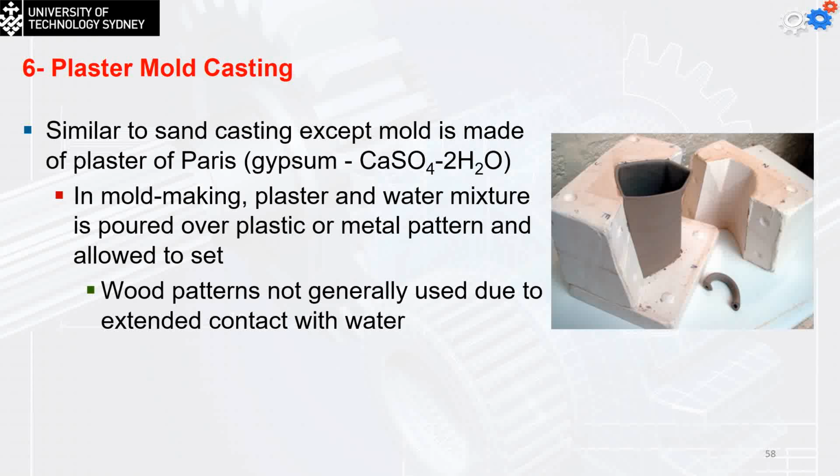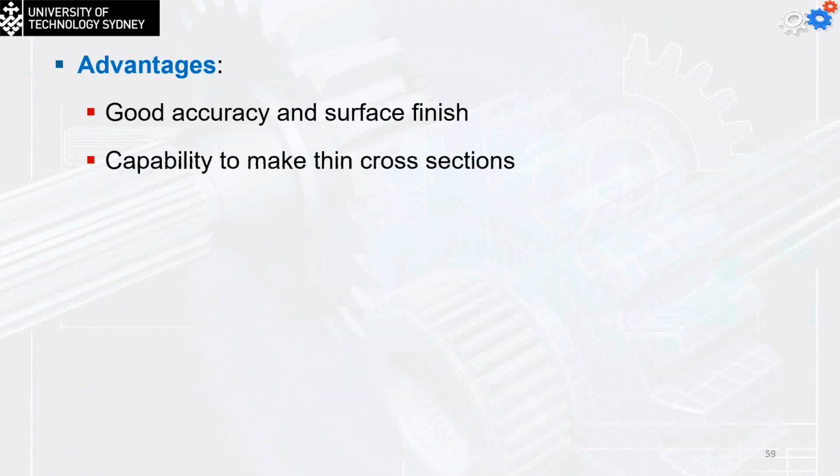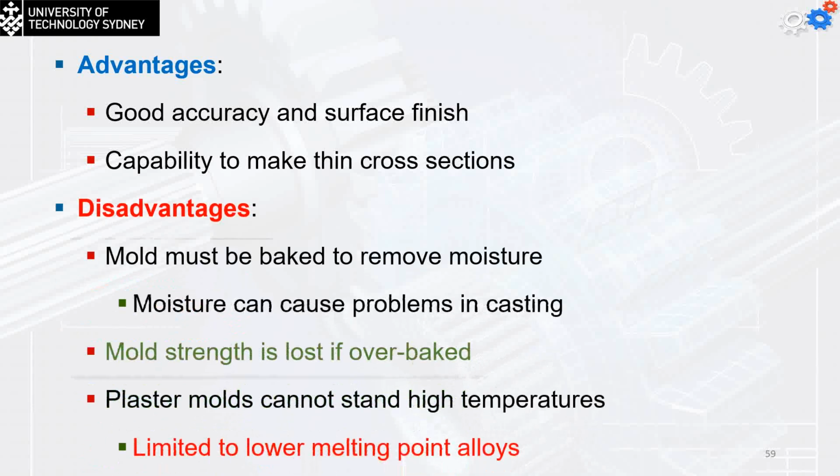Advantages are good accuracy and good surface finishing, and the capability of making thinner cross sections. Disadvantage: it usually needs to be baked, otherwise the gypsum is too brittle. The mold strength is lost if it is over baked, and it's going to collapse for the gypsum. The plaster mold cannot stand high temperature because gypsum cannot stand high temperature like other things such as ceramic. So simply, they thought about the ceramic.